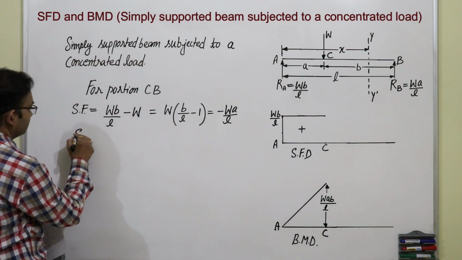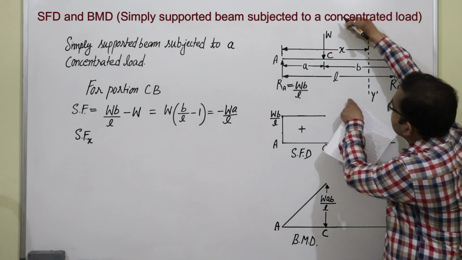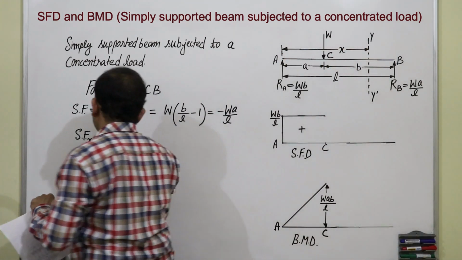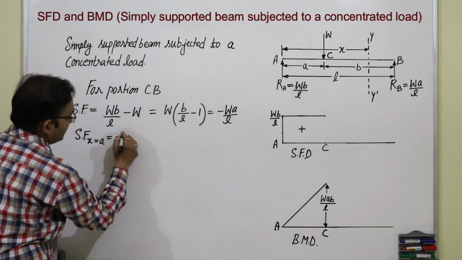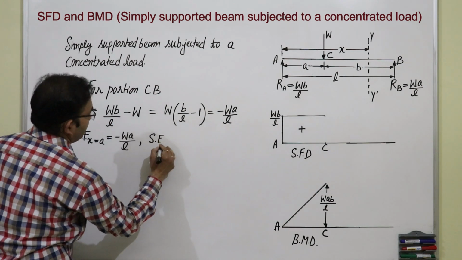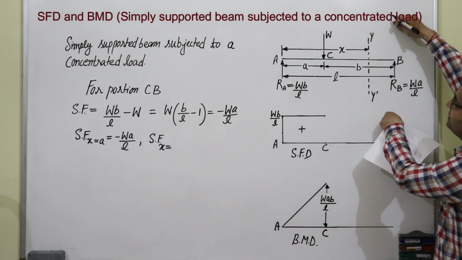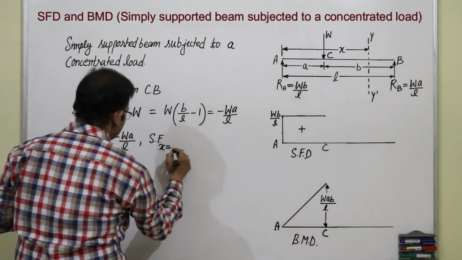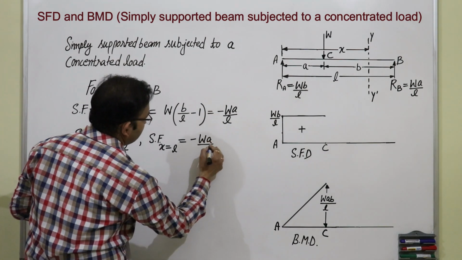So, shear force at x equal to A: we slide this section and go to point C, so x will reduce and become A. So, shear force at x equal to A is the same, minus WA upon L. And shear force at x equal to L: we slide this section up to point B, so x will increase and become equal to L. So, at x equal to L, shear force is the same, minus WA upon L.